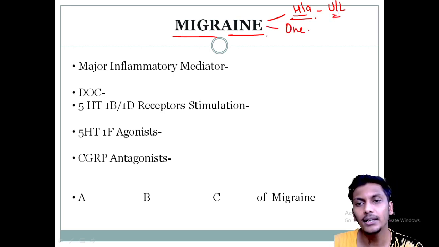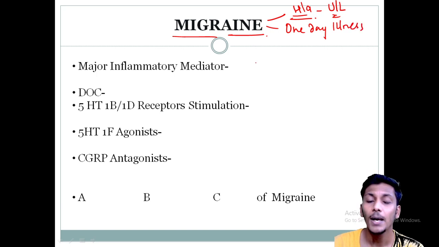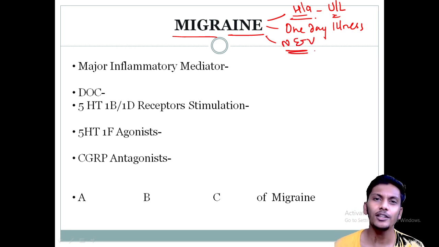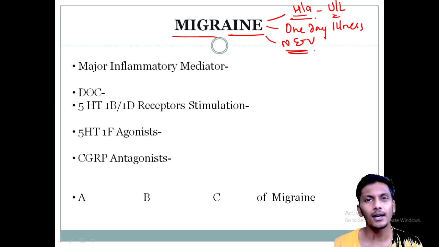It is usually considered a one-day illness which vanishes in 24 hours, but it is disabling in character. That is, it does not let the individual work properly. Therefore, we need to treat it, right? And lastly, it is associated with nausea and vomiting. Also, there is photophobia. The patient gets frustrated with just hearing some sound or seeing light.